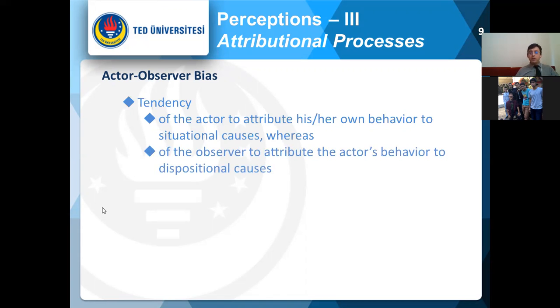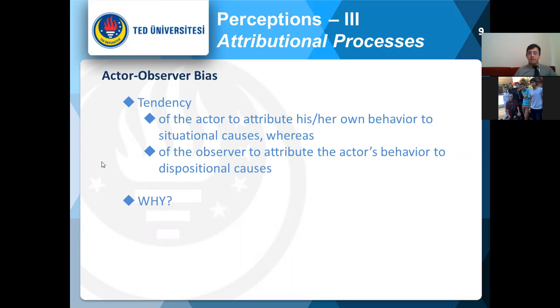Whereas for the observer, the actor's behavior, mine again, is attributed to dispositional or internal causes. So I am shouting at her. I say it was a bad day, that's why I can't control myself and shout. But she says he is a rude person. He's a dominant man who's trying to domineer me. So it's a dispositional attribution. So depending on whether we are actors or observers, our explanations for the same behaviors change, okay?